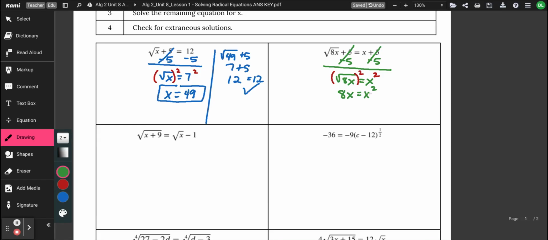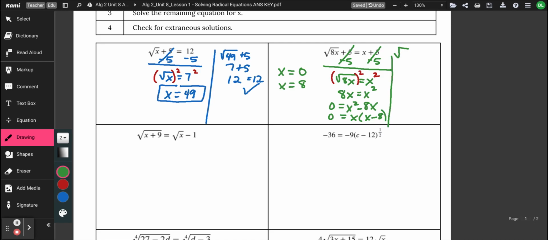Now, this is where we're going to go back to factoring. So we're going to subtract 8x and then factor out an x, and we get x minus 8. So this is going to give us 2 factors, and we just set both of them equal to 0. So x equals 0 or x equals positive 8. Okay, and then we will check both of those.